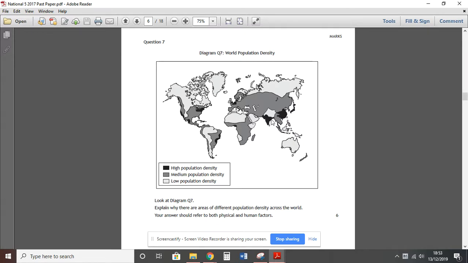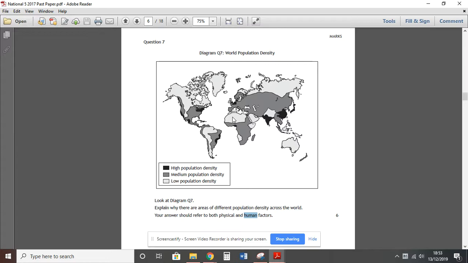In India, there's a much higher population density. In northern Russia, there is a much lower population density. And if you're actually given the density per kilometer, you'd be using those figures instead. But because this is an explain question, you're now having to give reasons, and they must be both physical and human. So really, what are the reasons for there being more people in places like here, and why are there less than here?